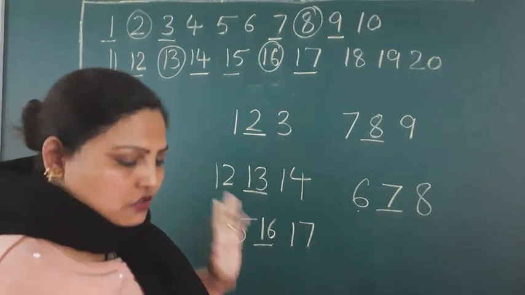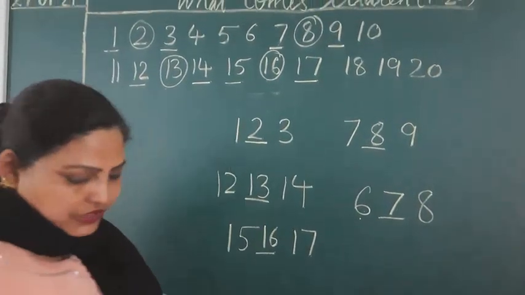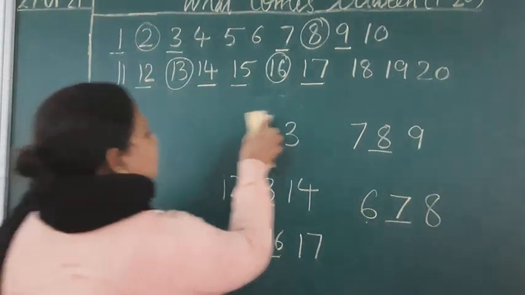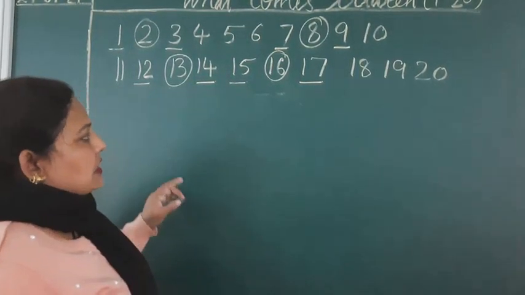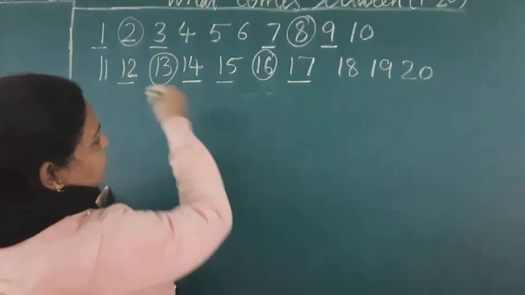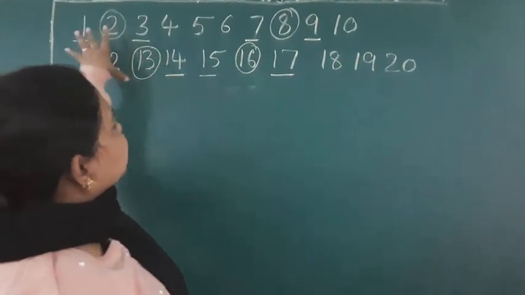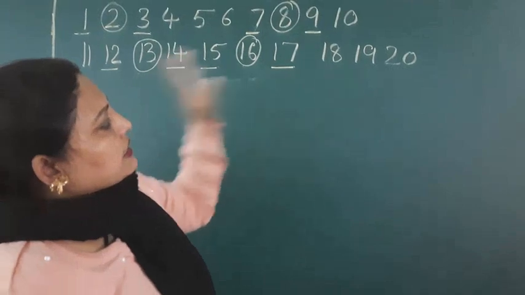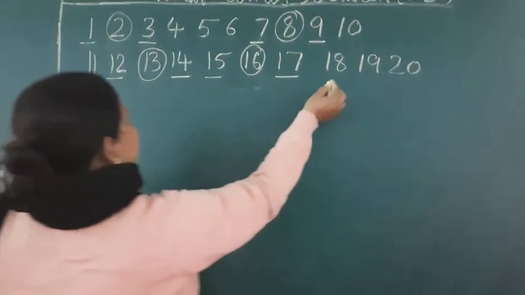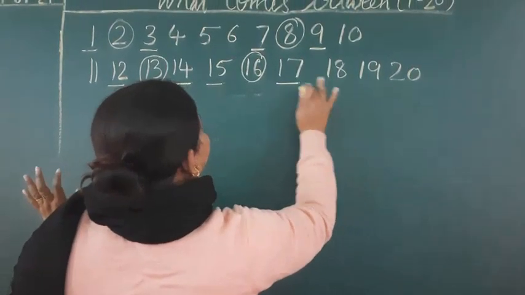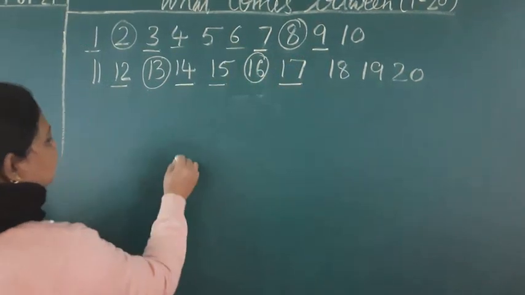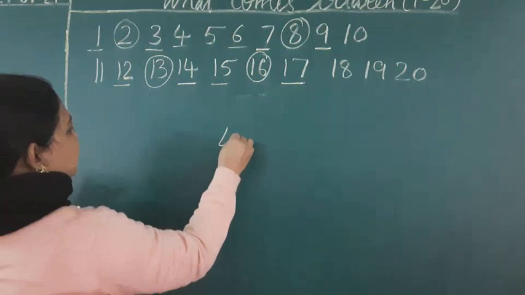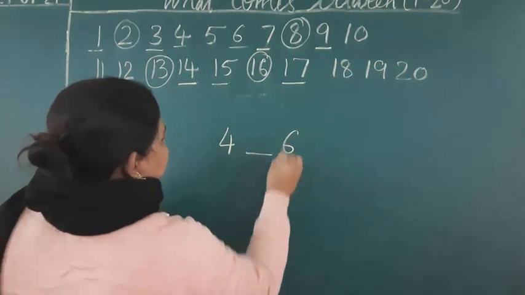Or in your rough copy you can do it very easily. If you want to learn properly, sit at home and write any number. Between 1 to 20, any number you can take. Like I will take 4 and 6. So I will write here 4 and I have taken 6 here.